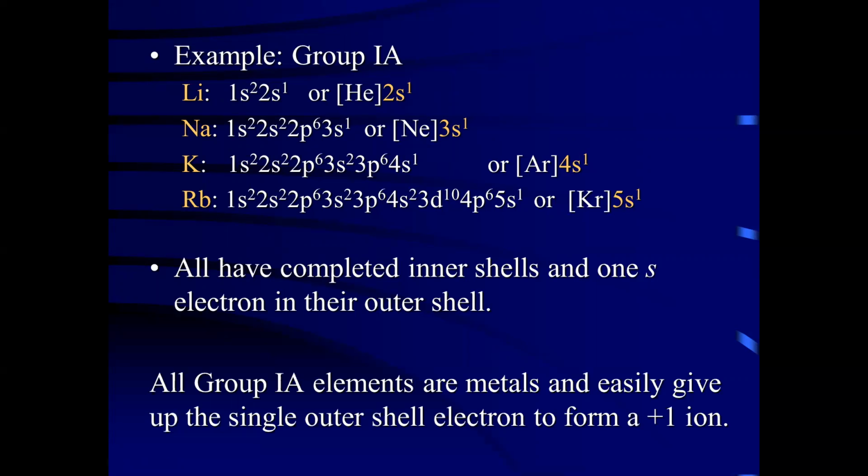So this is a conclusion we can make. All group 1 elements are metals and easily give up the single outer shell electron to form 1+ ions. So this answers why these elements like to form the 1+ ions. Before, we just told you to memorize, okay, group 1 forms 1+. Now you know the reason. Because when they lose 1 electron to form 1+, they become the noble gas electron configuration. That means stable, noble, inert.